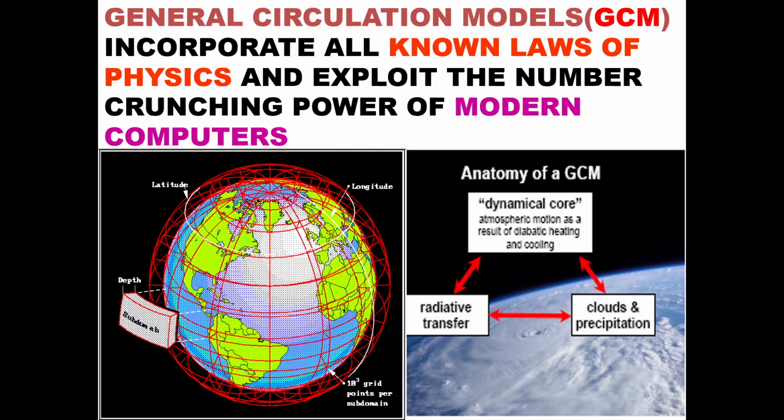These models divide the entire globe into small cubes, and there are millions of these cubes, and in each cube we incorporate all known laws of physics, conservation of mass, momentum, and so on. And then, of course, we use the number crunching part of the computers to march in time.